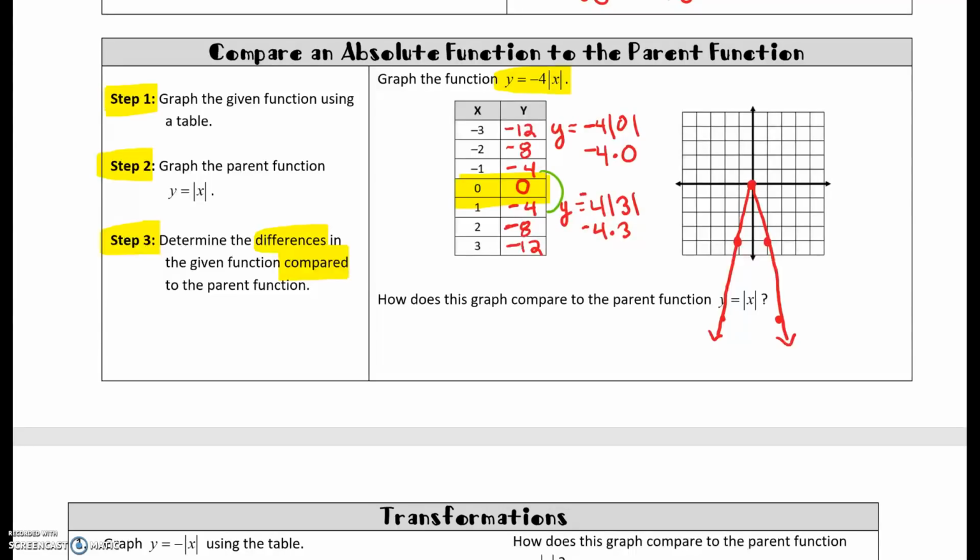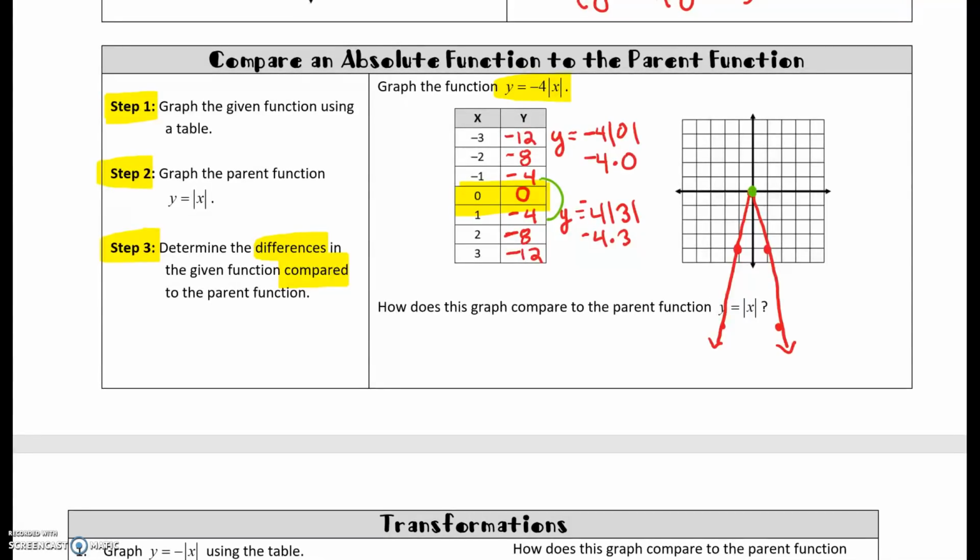So, step 2 says graph the parent function. Now, recall from the previous problem, the parent function starts at 0, 0, and it had a 1, 1, and a 2, 2, and it went this way. And then recall that it had a negative 1, 1, a negative 2, 2, and it went this way. So that's the parent. That's the V that we're used to. So step 3 says determine the differences in the given function compared to the parent. So how is this red graph different from the green graph?